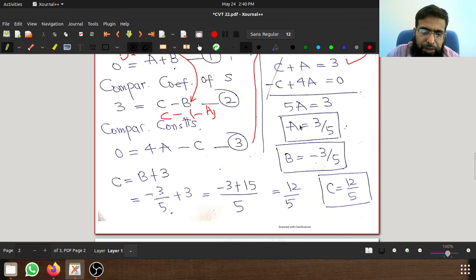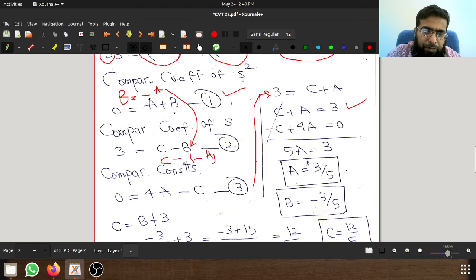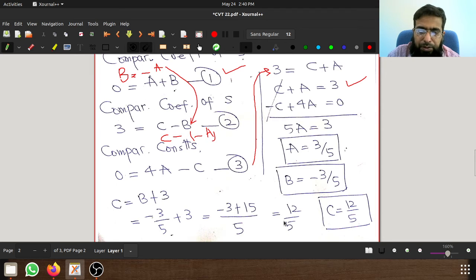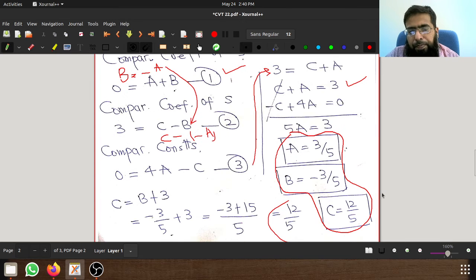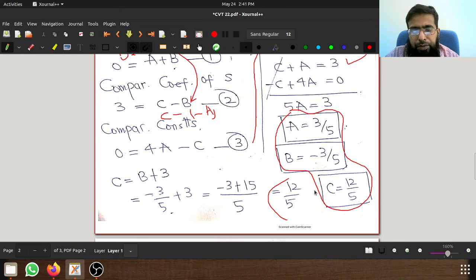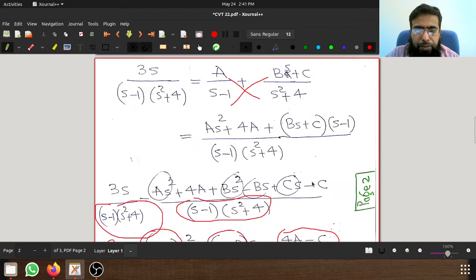Once we have computed A and B, we can put them in an equation like here. C is B plus 3 in equation number 2. If you put this B in equation number 2, C, taking B on the other side, becomes B plus 3. So C is B plus 3. Solving this gives 12 over 5. So now we have computed A, B and C using these three equations, 1, 2 and 3. So it's very simple. Now we have A, B and C available, and we are ready to plug these here.